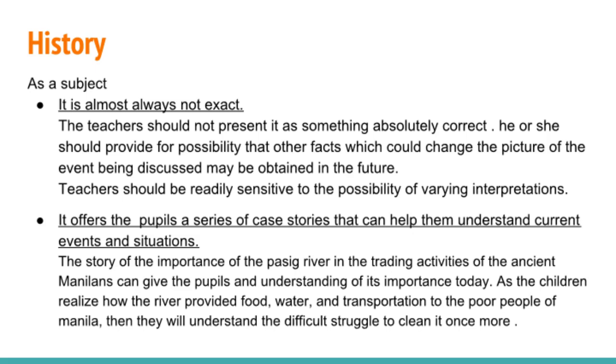For example, through history, the pupils are able to understand why there are many Chinese in the Philippines today, and why the Filipino culture is greatly influenced by Spanish culture. The story of the importance of the Pasig River in the trading activities of the ancient Manilans can give the pupils an understanding of its importance today. As the children realize how the river provided food, water, and transportation to the poor people of Manila, then they will understand the difficult struggle to clean it once more. Perhaps, as they grow older, such early understanding could lead them to participate in the effort to clean the Pasig River once more.